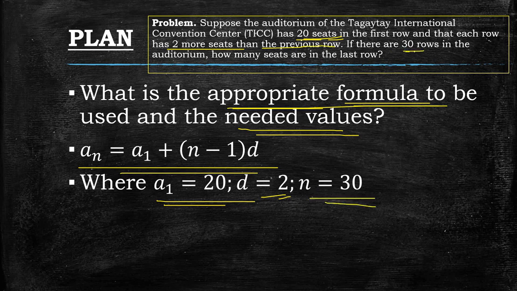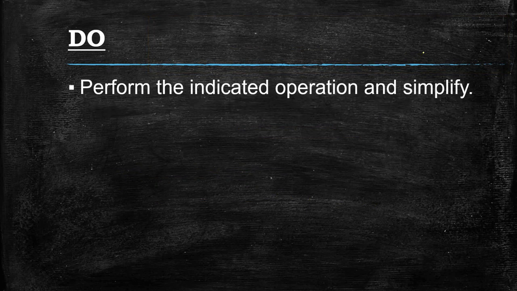So, because we have a total of 30 rows in the auditorium, and then we're asked to find the number of seats doon sa last row. Okay? And then do. We need to perform now the indicated operation, and then we simplify our solution.